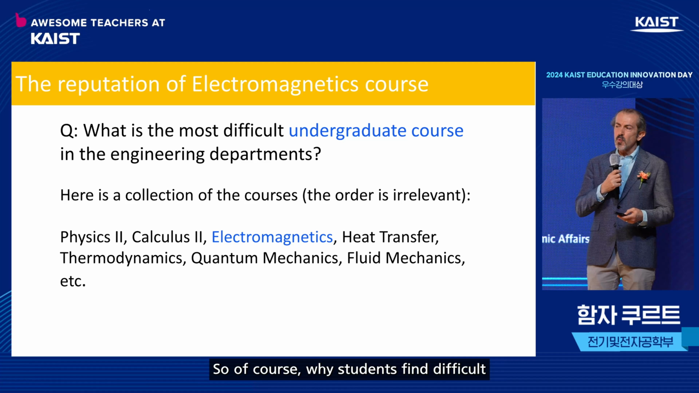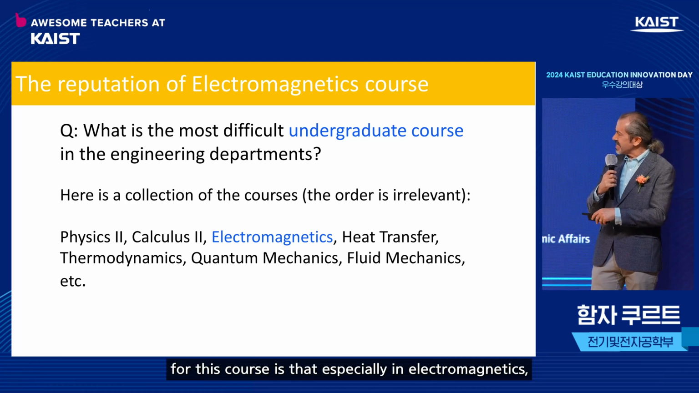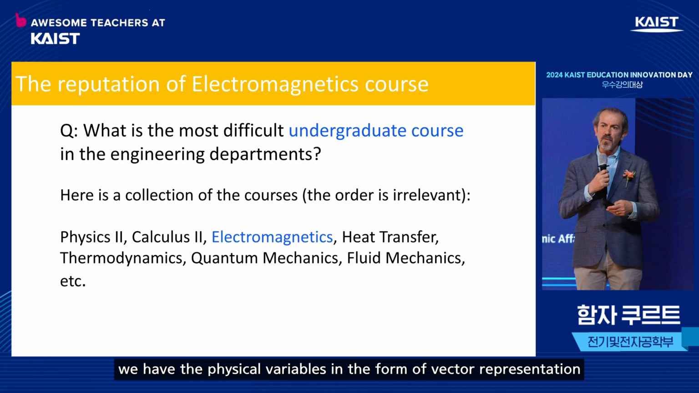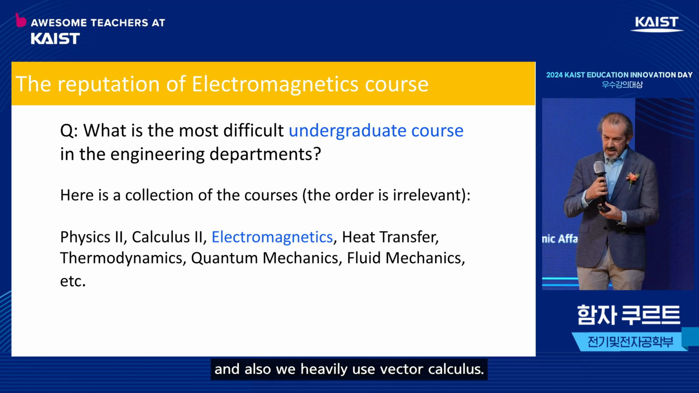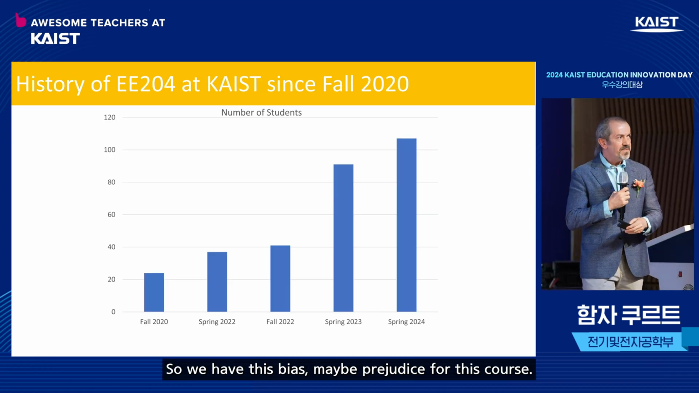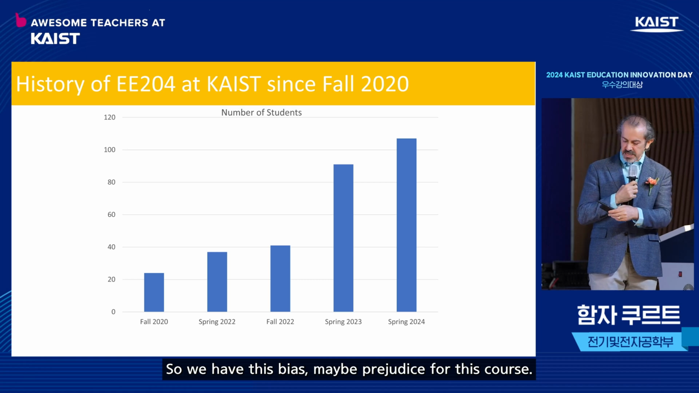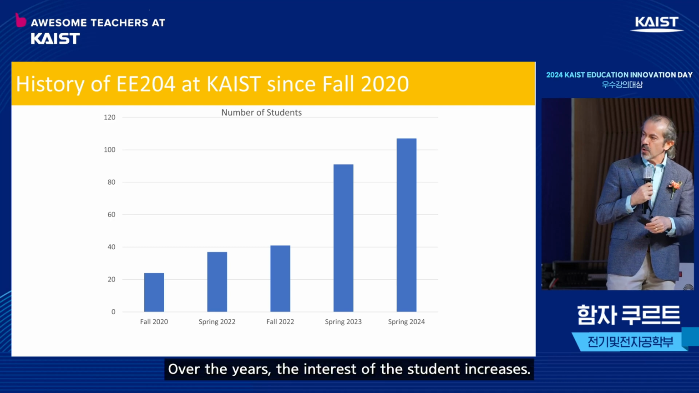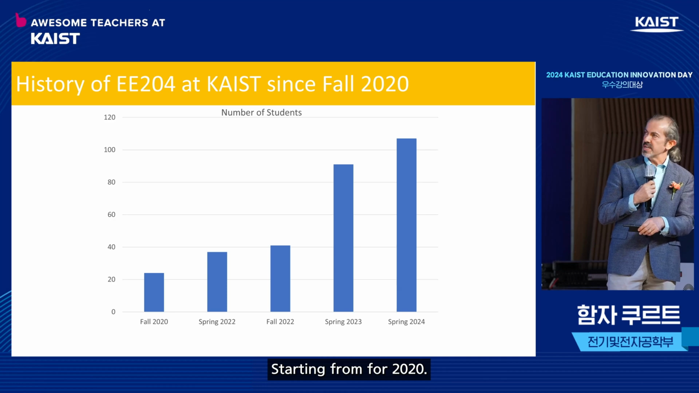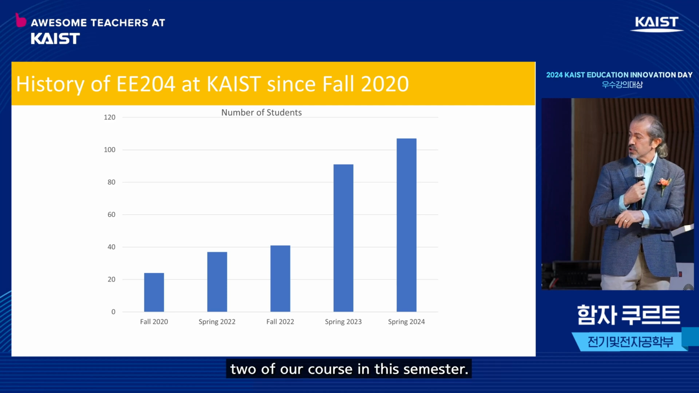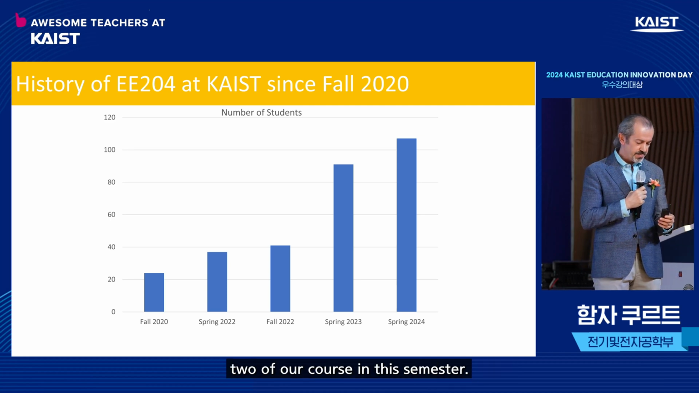Of course, why students find these courses difficult is that, especially in electromagnetics, we have the physical variables in the form of vector representation, and also we heavily use vector calculus. So we have this bias, maybe prejudice for this course. Even though that's the reputation of the course, over the years, the interest of the students increases starting from fall 2020. So right now, I have around 110 students taking the EE 204 course in this semester.